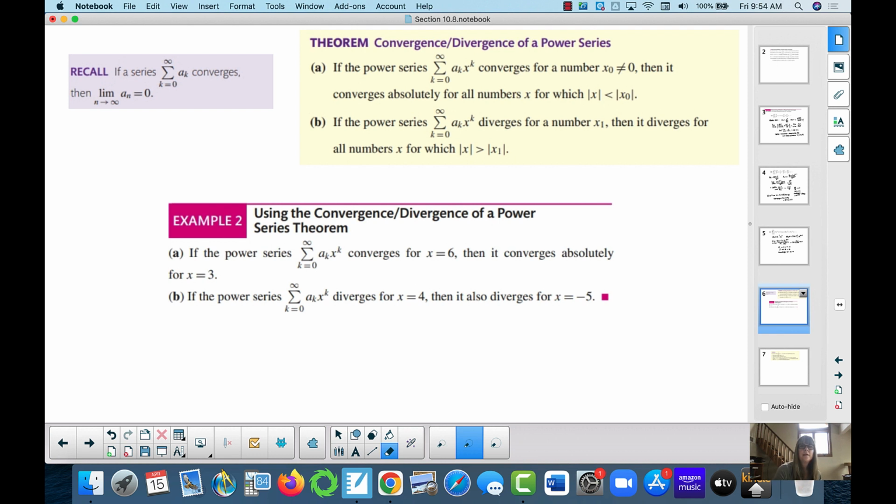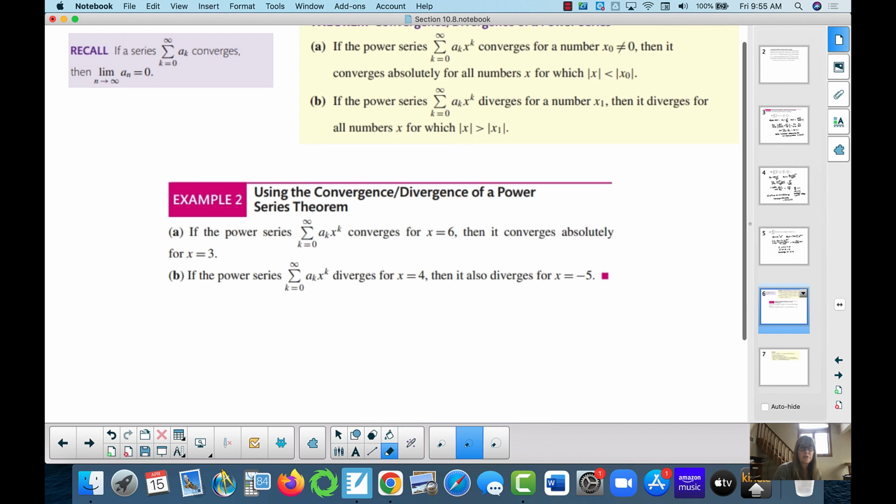So the convergence or divergence of a power series: if the power series converges for any number that's not 0, then it converges absolutely for all numbers x whose absolute value is less than the absolute value of that original number. This is a theorem. And if a power series diverges for any number x, it diverges for all x's where the absolute value of that number is greater than the absolute value of the original number.